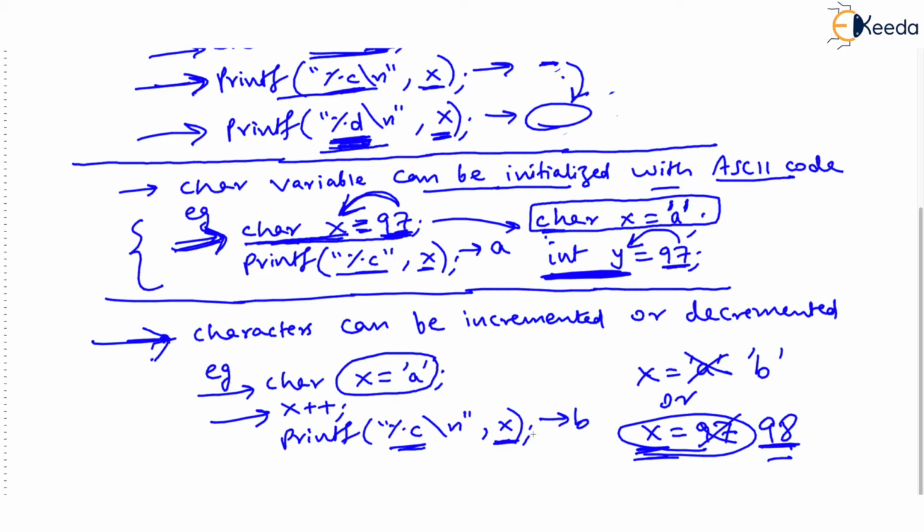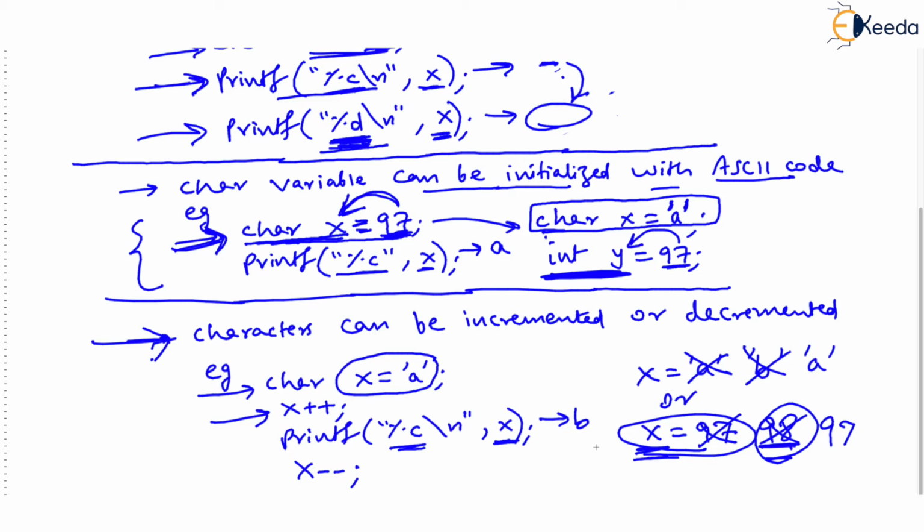Of course, you can decrement a character. After this, if I say x minus minus, what will happen? What is x at the moment? 98. It will again get back to 97. But now if x is 97, then x is no more b, x is small a. So if you again print the value of x, it will print a.